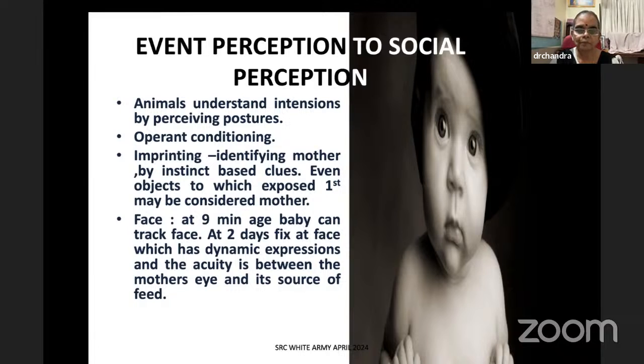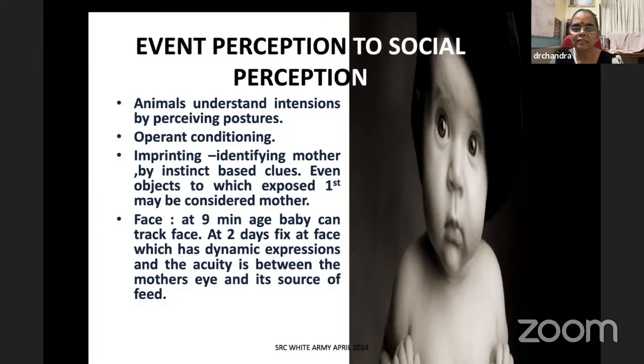And next is operant conditioning. Conditioning one type of stimuli with another type of stimuli will produce an associated response. So a posture becomes a call. Posture is something else and a call is something else. But they are conditioned together and through the visual image of that posture, you understand the meaning behind that posture. That is conditioning. And imprinting, identifying mother by instinct-based clues. Even objects to which exposed first may be considered as a mother.